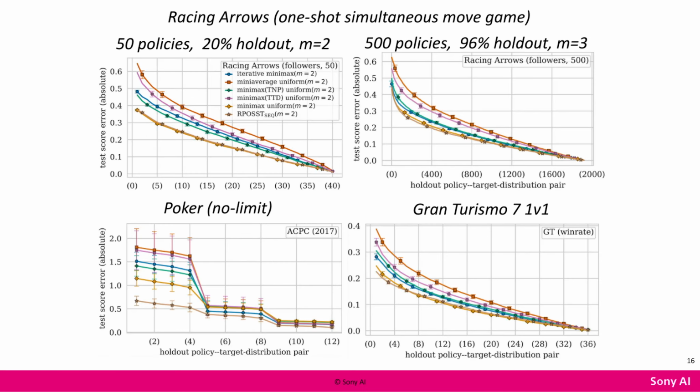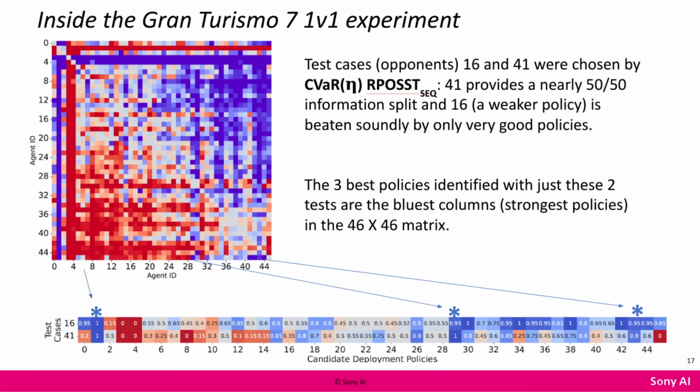We apply RPOSST to a toy racing game, as well as poker and Gran Turismo 7, where we find that it tends to produce lower error tests on holdout policies compared to ablations and an algorithm inspired by the education test construction literature. Looking more closely at the Gran Turismo results, we can clearly identify the three best policies by using a RPOSST test of just size 2.